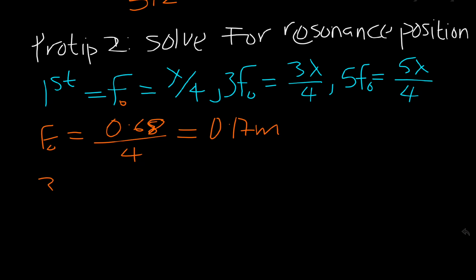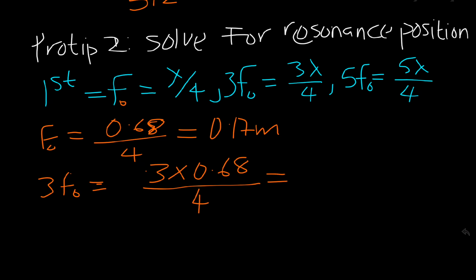Next, for our second resonance, it would be 3 times 0.68 over 4. Let me punch it now. 3 times 0.68, I'm getting 2.04. Divide by 4, and I'm getting 0.51. This is in meters. We'll go further.